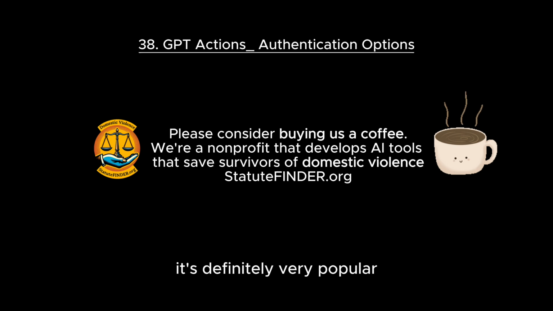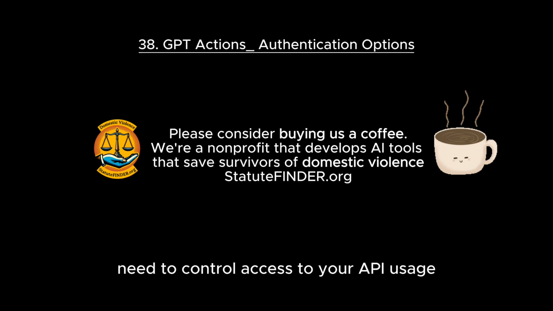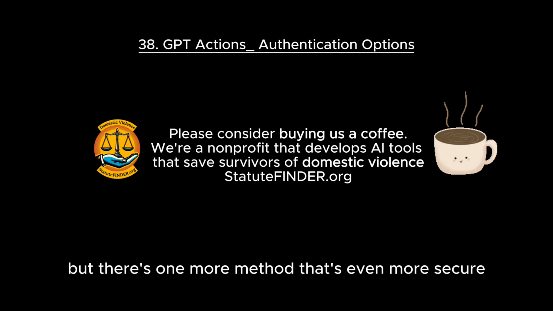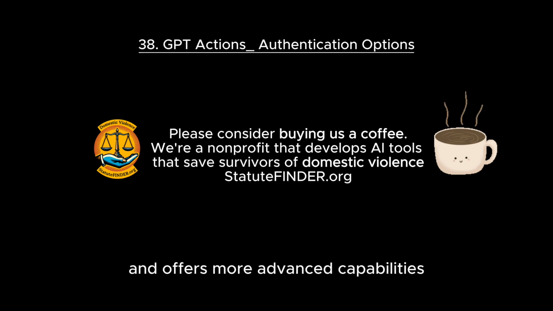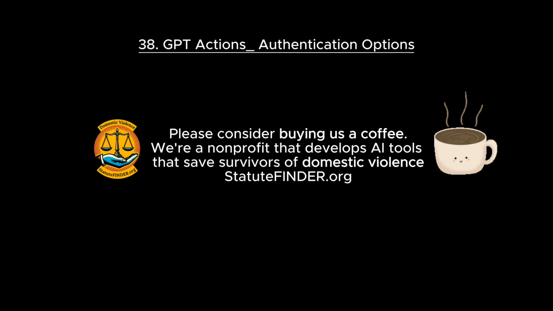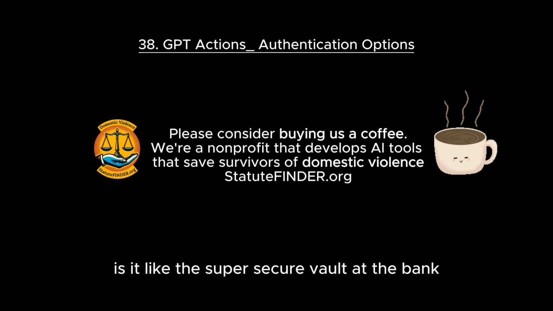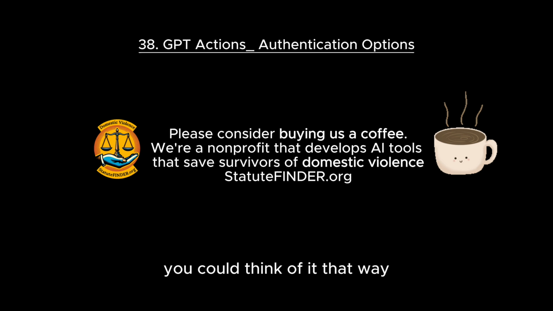It's definitely very popular, especially for applications where you need to control access to your API usage. But there's one more method that's even more secure and offers more advanced capabilities. OAuth. Oof. I've seen that term before, but I'm not entirely sure what it means. Is it like the super secure vault at the bank? You could think of it that way.